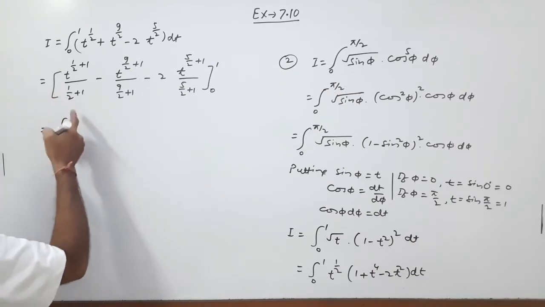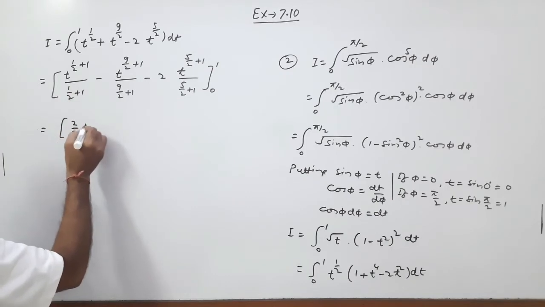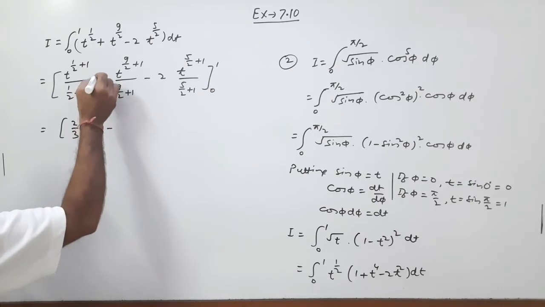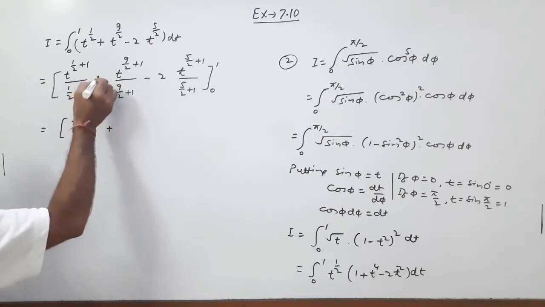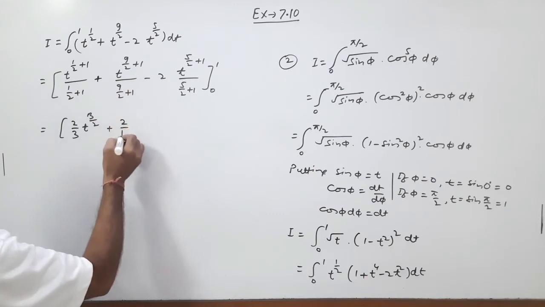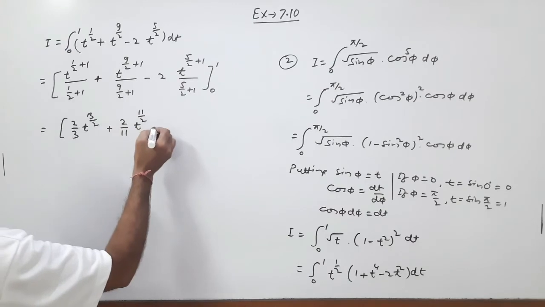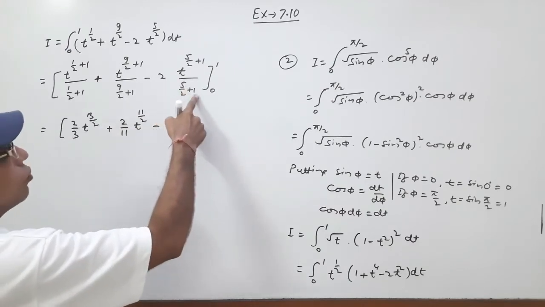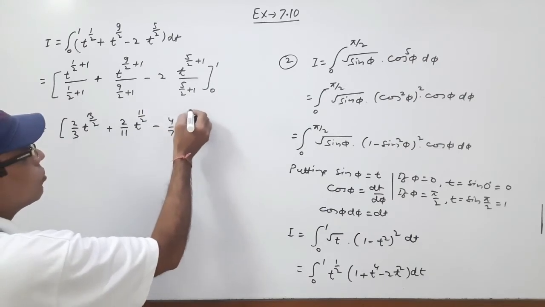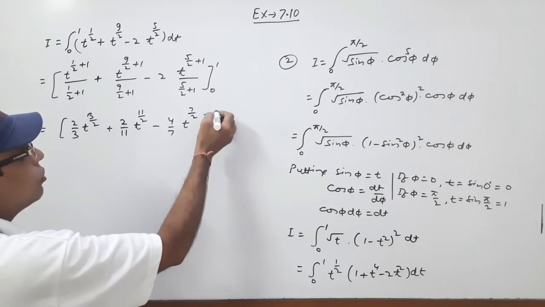Now by solving we get 2 1s are 2 and 1 3 by 2. We can write 2 by 3 t to the power 3 by 2, minus, it is plus, 2 1s are 2 and 9 11 by 2, that is 2 by 11 t to the power 11 by 2. Then 2 1s are 2 and 5 7 by 2, 2 2s are 4 by 7 t to the power 7 by 2, and the limit is 0 to 1.